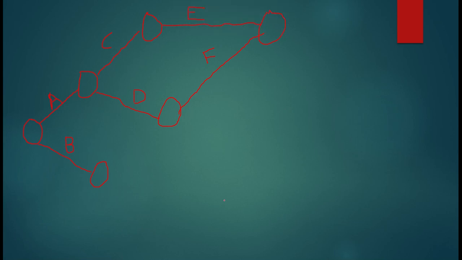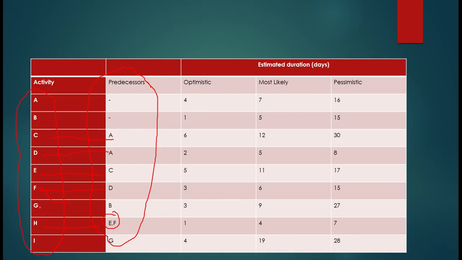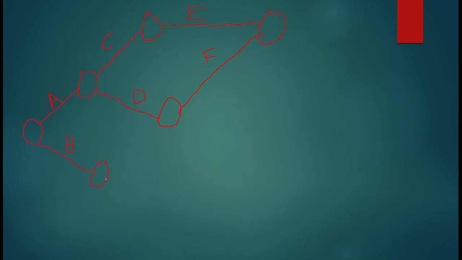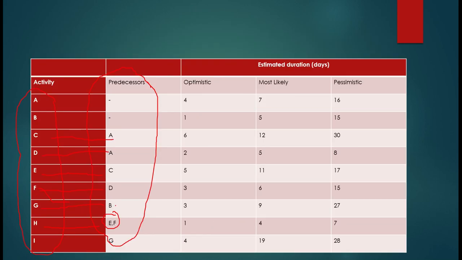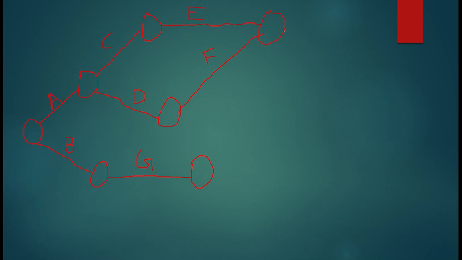So now let's see what next activity is there. Okay, so the next activity is G. G will start where B ends. So I will start G from here. Okay. So here I'll make G like this. Right. Then next is H. H will start where E and F will end. So where E and F are ending, I will start H from there. Okay. So here I will start H. Right.